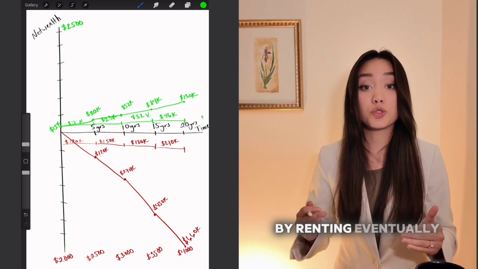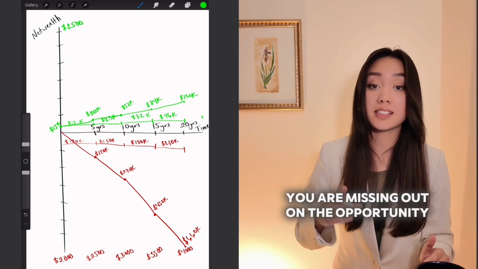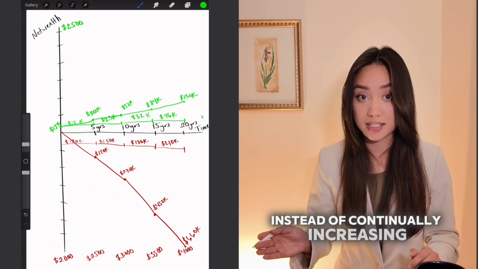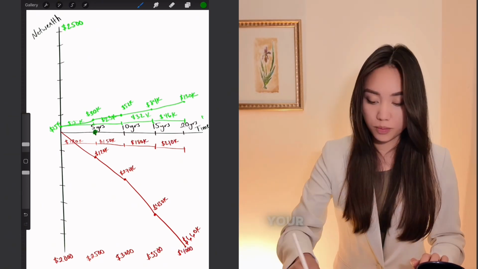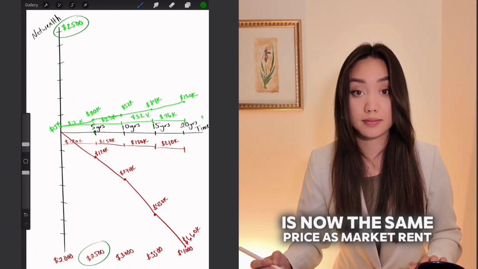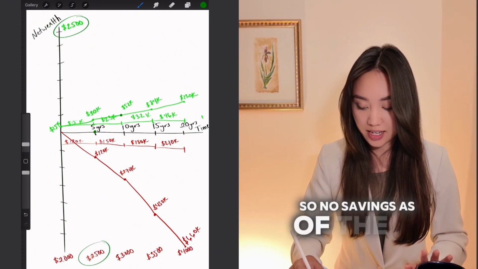But by renting, eventually you are missing out on the opportunity to save a lot more, because your monthly payment was frozen instead of continually increasing. So at this point, at 5 years, your mortgage that was previously expensive is now the same price as market rent. So no savings as of the 10-year mark.